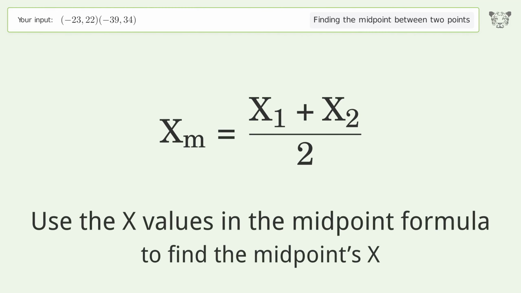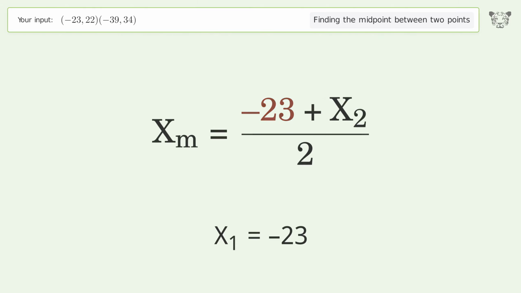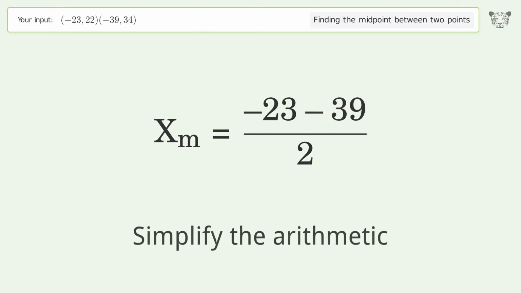Use the x values in the midpoint formula to find the midpoint's x. x1 equals negative 23. x2 equals negative 39. Simplify the arithmetic.